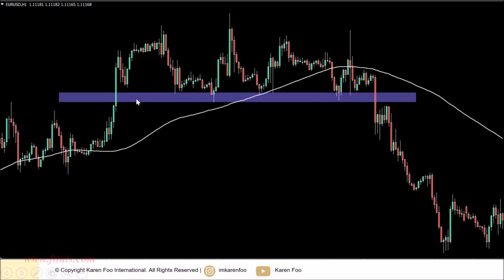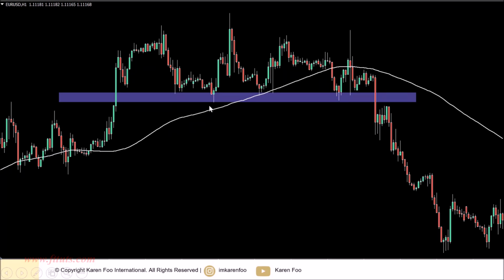The way you draw a support and resistance zone is to make sure you draw a best fit zone where it tests as many points as possible. It doesn't matter if it's testing the body or the wick, as long as it is a best fit zone where it tests as many points as possible, then more or less that is okay.